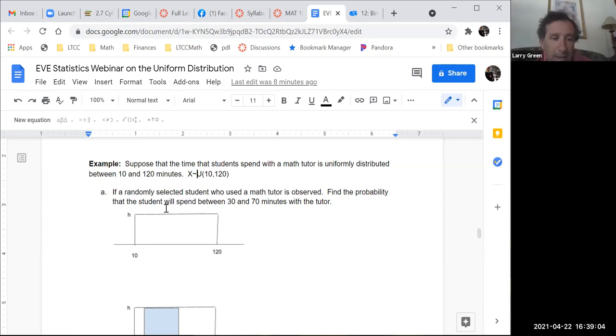We know the left boundary should be 10. The right boundary should be 120. Do we know the height? Any thoughts? Okay, we don't know it immediately, but we can. So here's a question I have for you. What's the probability that if you randomly select a student, that student will spend between 10 and 120 minutes with the tutor? The hint is it's a very easy answer.